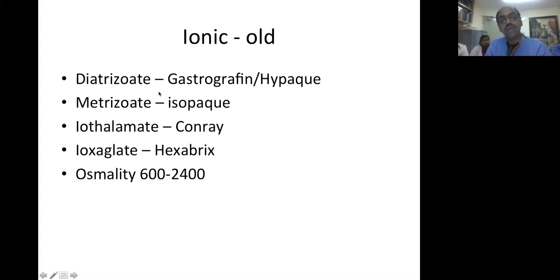This will have an osmolality of something like 2400, very high osmolality, diatrizoate. And there was also another agent called iothalamate, Conray, and ioxaglate, Hexabrix. These are all olden contrasts. And these all had a very high osmolality of 600 to 2400. They produced very serious reactions, but fortunately now they are gone.